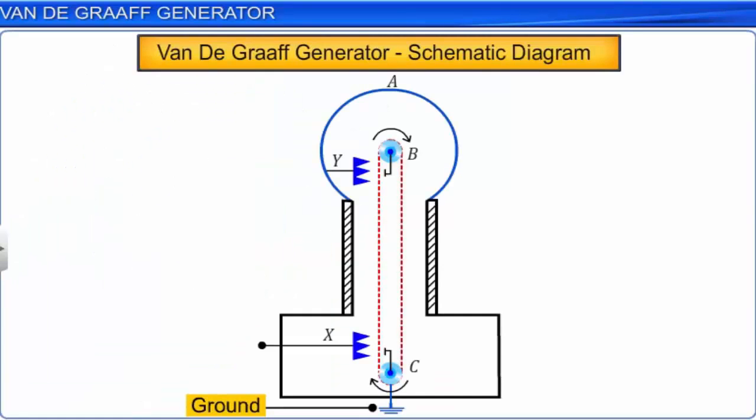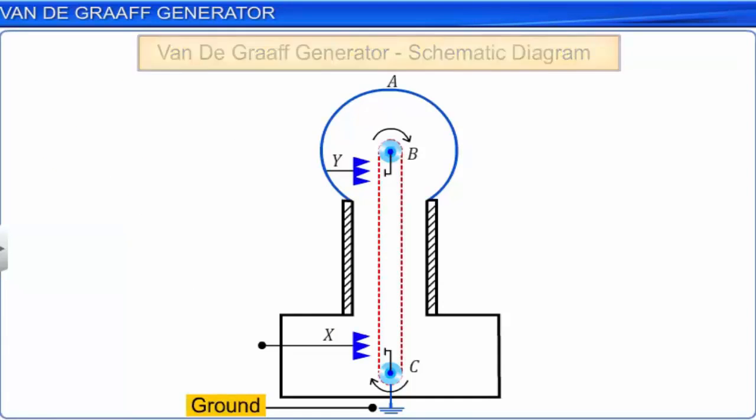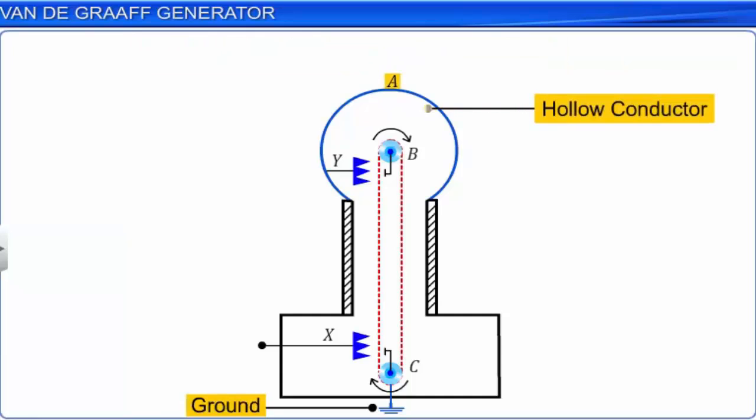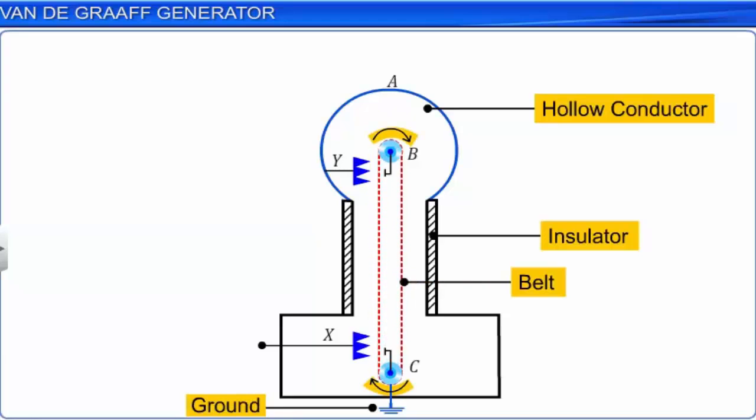The schematic diagram of the Van de Graaff generator is as shown. It consists of a hollow metallic conductor A, which is mounted on an insulating column. A pulley B is mounted at the center of the sphere A. Another pulley C is mounted near the base of the conductor, and C can be continuously driven by an electric motor, or by hand in case of the device being used for demonstration. A belt of insulating material such as silk or rubber passes over the pulleys. As the pulleys move continuously, the belt also moves continuously.